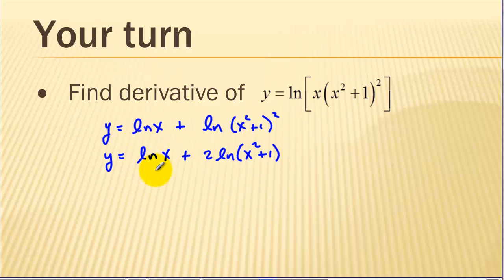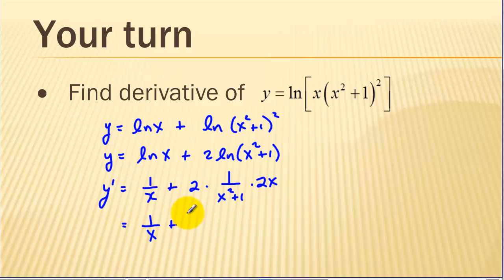And now when we take the derivative of each piece separately, because we have a plus here, for our y prime, we have 1 over x, plus here we have 2 times 1 over x squared plus 1 times the derivative here, which would be 2x. So now if we simplify that, we've got 1 over x plus here we have 2 times 2x is 4x over x squared plus 1.